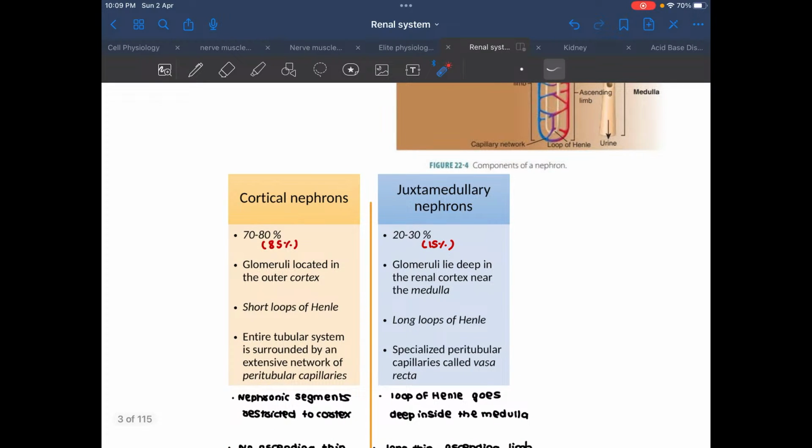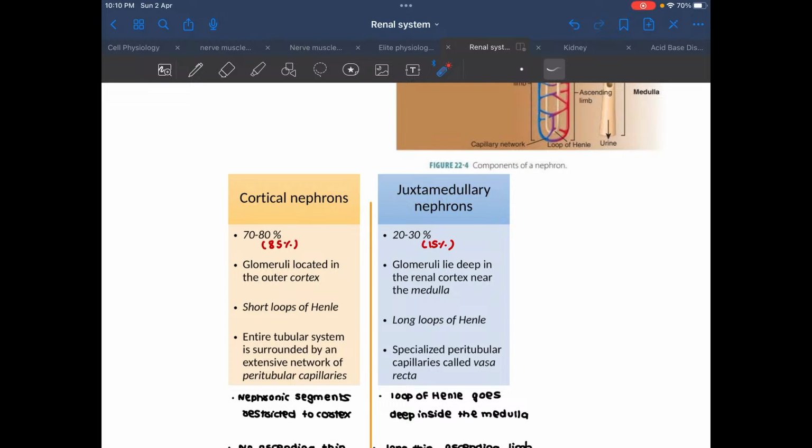On the other side, we have the juxtamedullary nephron, which comprises about 15 to 20% of all nephrons in a body. The glomeruli of these juxtamedullary nephrons, in contrast to the cortical nephrons, lie more towards the cortex which is closer to the medulla. So they lie in the deep cortex. They have long loops of Henle as compared to the cortical nephron, which has shorter loops of Henle. The loop of Henle of the juxtamedullary nephron goes deep into the medulla, while most of the nephronic segments of the cortical nephron were restricted to the cortex itself.